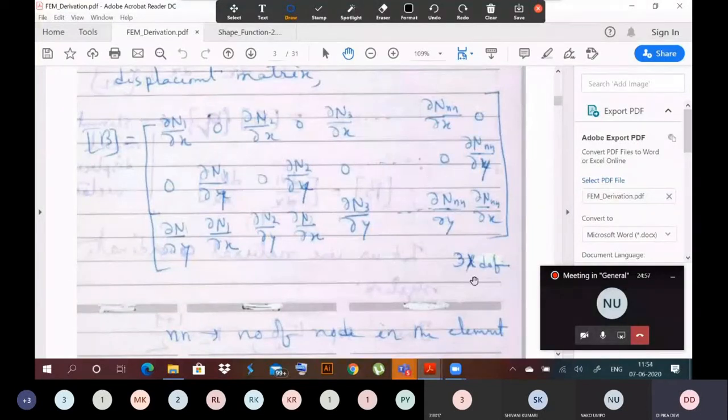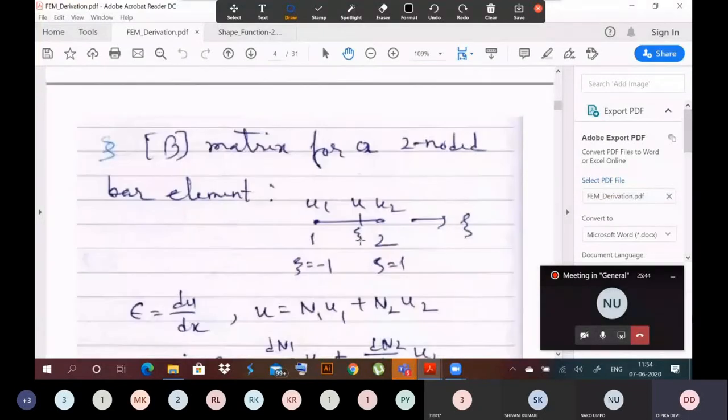Now let us derive this B matrix for a 2-noded bar element. We have discussed in general using 2-dimensional elements. Now we will derive this B matrix for a 2-noded bar element. So let us consider a two-noded bar element, node 1, node 2. U1 and U2 are the displacements at node 1 and 2. This point is any point having coordinate xi, and the displacement at this point is u. Here xi is equal to -1 at node 1, xi is equal to +1 at node 2. So we have used the natural coordinate system.